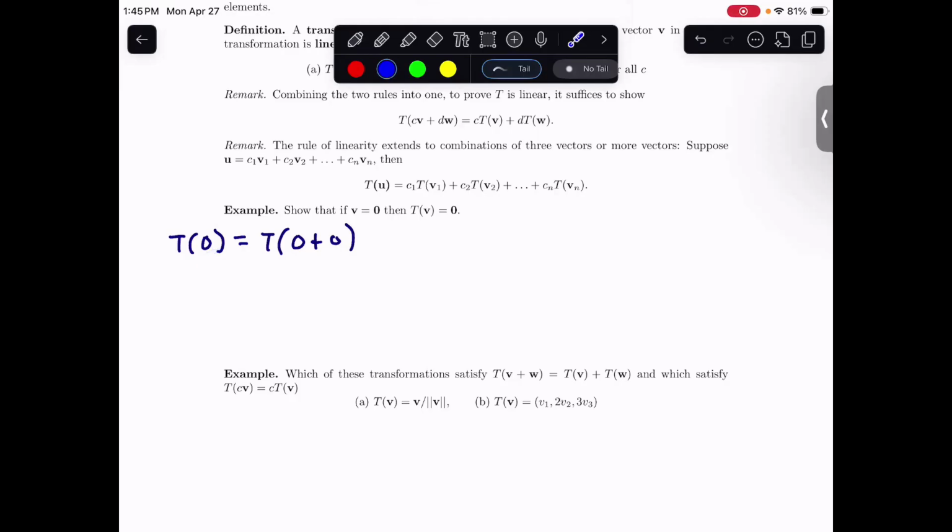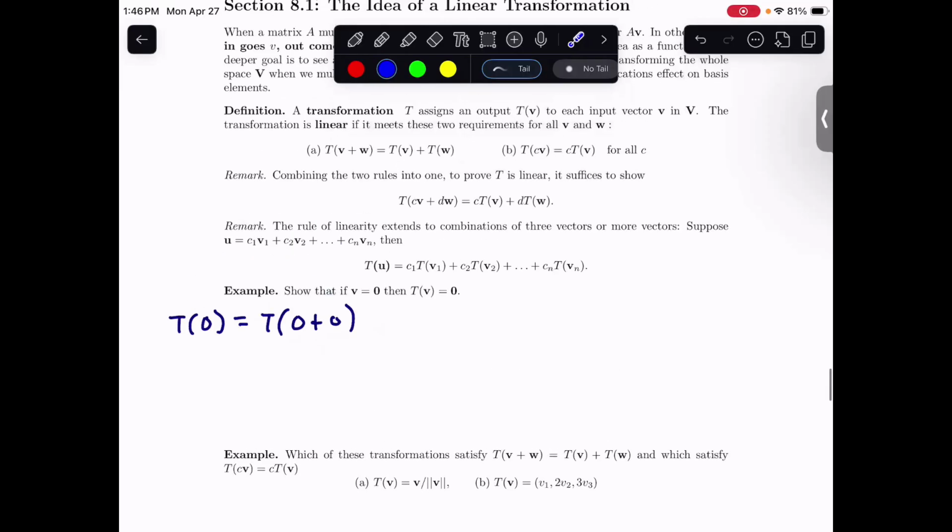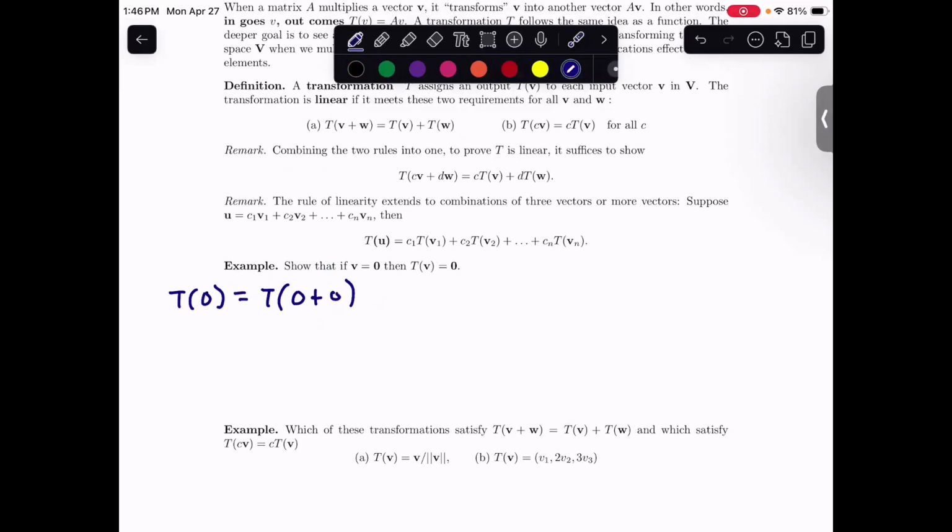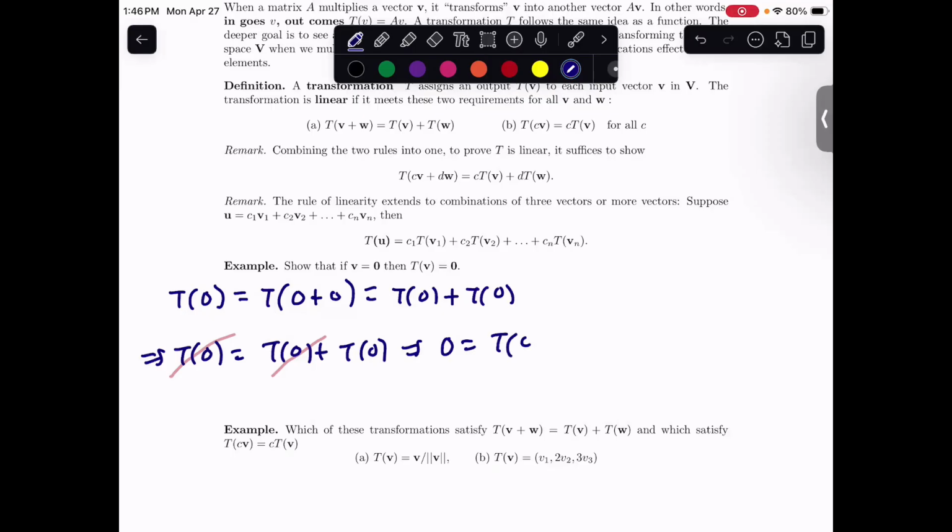So the zero vector is equal to 0 plus 0, which, because T is a linear transformation, means that you can distribute the T over addition. So this is the same thing as having T of 0 plus T of 0. And now let me condense the equality. So we have T of 0 is equal to T of 0 plus T of 0. If I subtract a T of 0 from both sides of the equation, that tells you that 0 is equal to T of 0, which is exactly what we wanted to show. So if you evaluate the linear transformation at the zero vector, you'll just get 0 back.